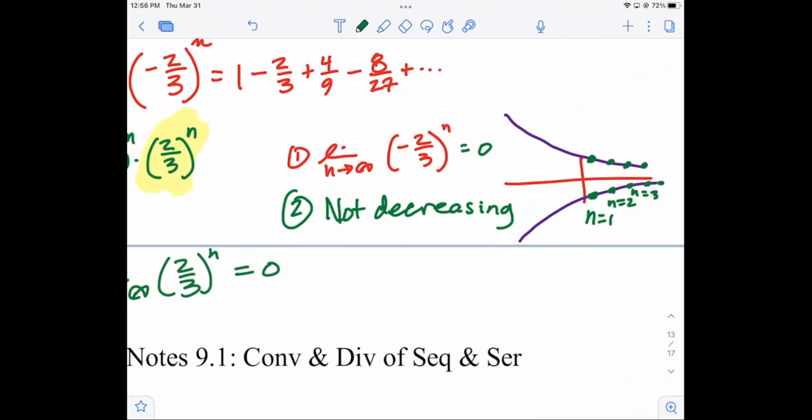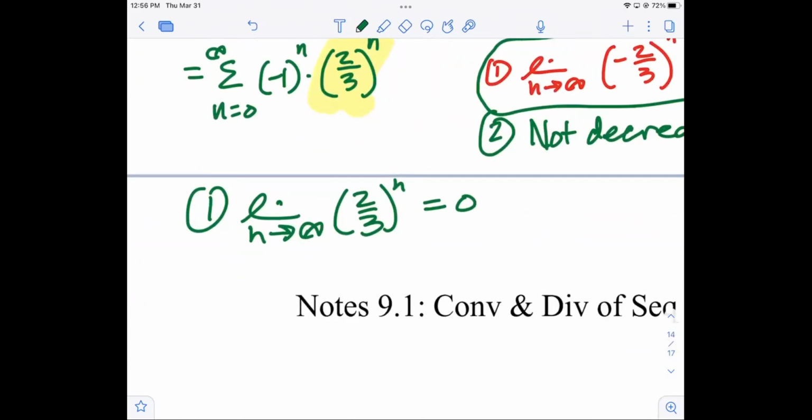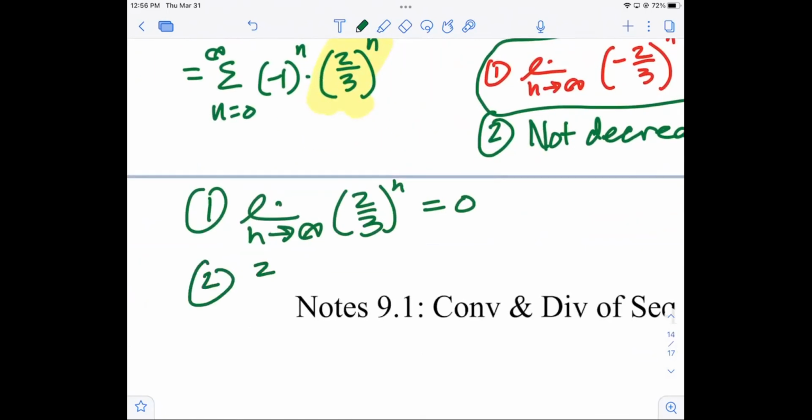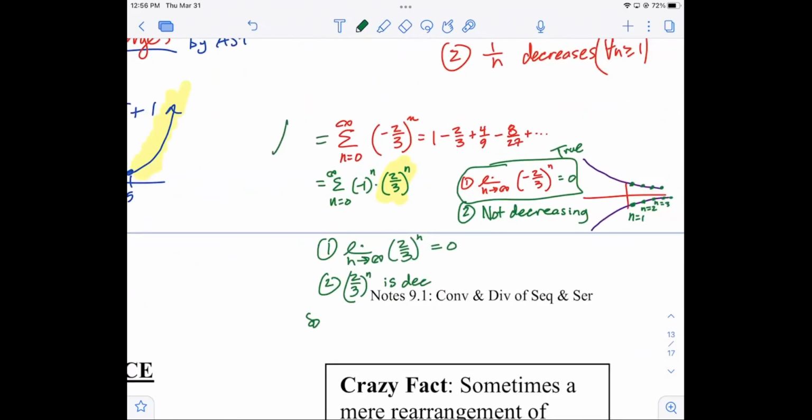So we weren't wrong to say this. That's not untrue. This is still a true statement. But we got hung up on the next part, because we weren't doing the test right. Now, is (2/3) to the n decreasing? Yes, it is decreasing. So this series, which we'll give the name A for awesome, A converges by the alternating series test.